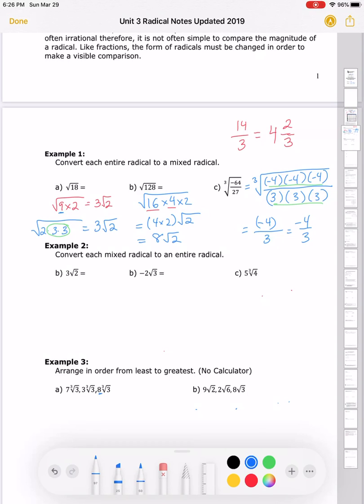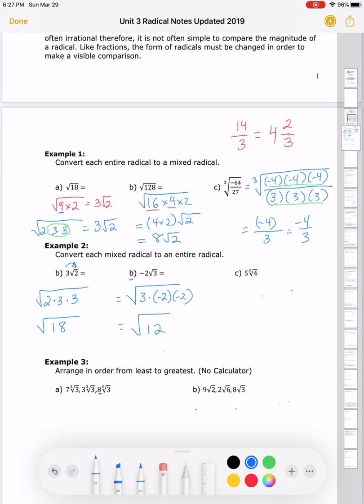Going the other way is so much easier because basically you're just multiplying in. You're not having to do that factoring. Looking at the first one here, I have my 2 underneath. I'm going to take my 3 in, and it's a square root, so that means I'm multiplying it 2 times. So this would be equal to root 18. For B, I'm going to take my negative 2 in, so I'm going to have root 3 times negative 2 times negative 2, which is equal to, when I multiply through, 12.